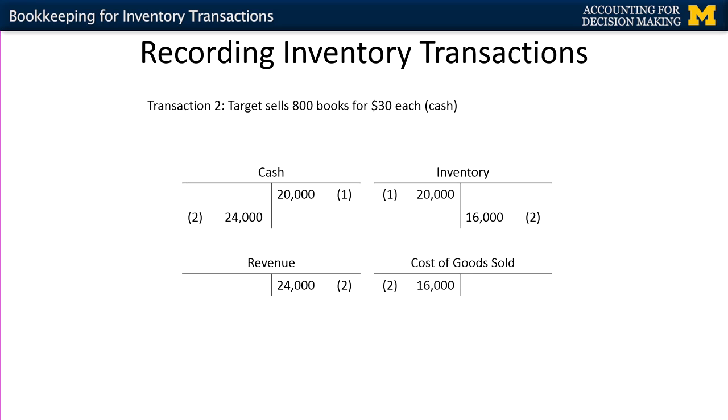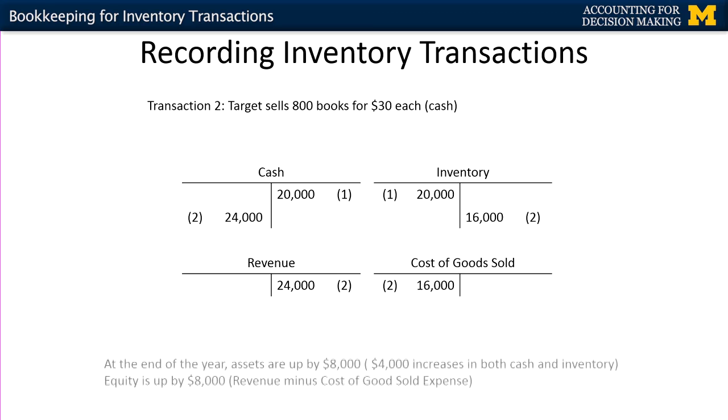For completeness purposes, let's just go ahead and put all of this into the T account as well. I've combined entries 1 and 2. Here's what you should notice. We started with $20,000 in cash going out, and now we've added $24,000 in cash back. We have $4,000 more in cash. We still have $4,000 left in inventory. We've now had revenue and cost of goods sold as well.